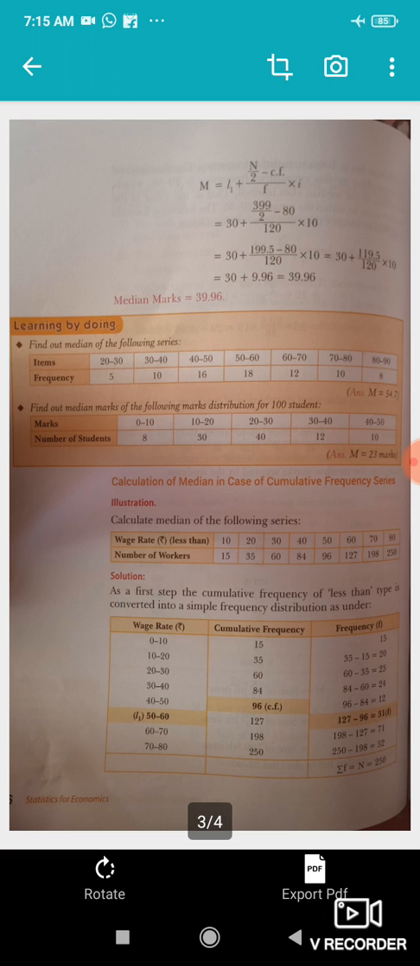Wage rate is given, and as less than is given, we will make the class intervals 0 to 10, 10 to 20, 20 to 30, 30 to 40. We will write the cumulative frequency in front of that. And after that we will write down the frequency. The first one we'll copy down as it is. Then for the second one we'll subtract. Likewise we'll keep on subtracting till the last one.